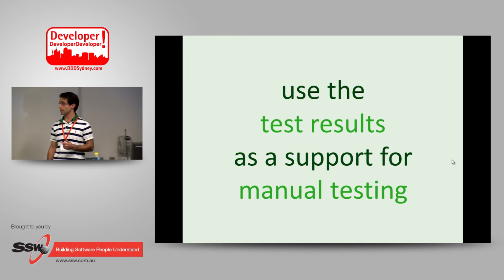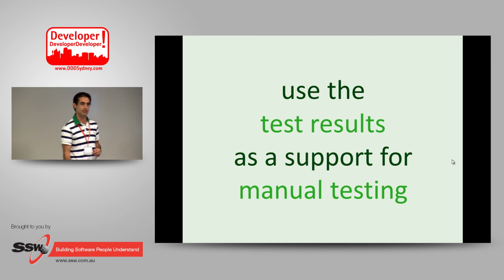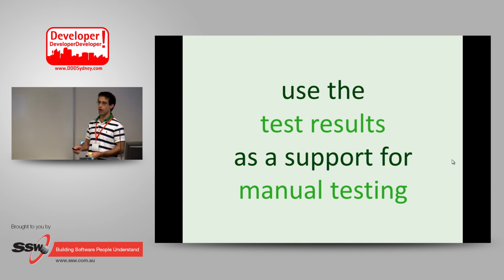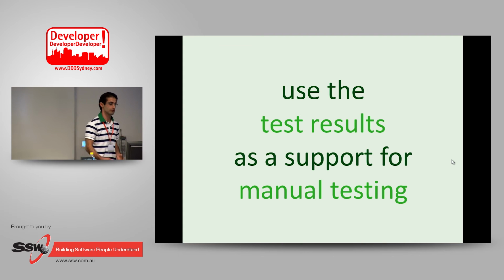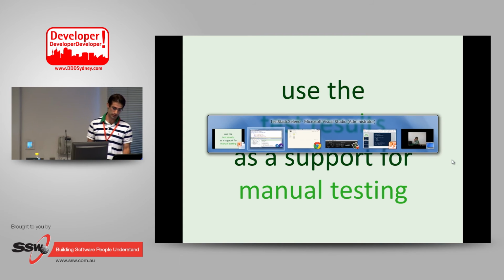The other thing that I find very useful is that you can use the test result as support for your manual testing, because you don't want your manual testers and QA team to go through the same things that you're already covering through automated UI tests. So you just provide them with that report, and they know what's covered, and they test what's not covered, and do more exploratory testing and creative testing.